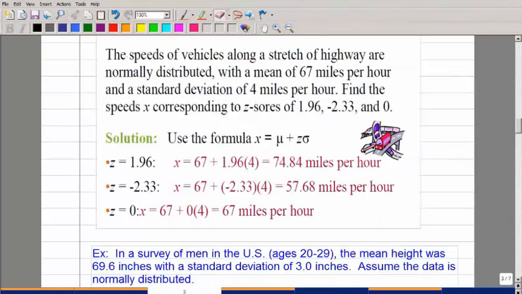Now here's an example I'll leave for you to look at. Here the z-scores are already given to you. In other words, most of the time we're going to be working with percentiles, but here it's just showing how to use the formula. We have a mean of 67, standard deviation of 4, and based on 3 scores of 1.96, negative 2.33, and 0, we'd plug those in for our respective z's and then come up with these values: 74.84, 57.68, and 67. But what we're most likely going to be doing here is taking a percentile, coming up with that z-score, and then using this formula as they did here. So we'll have one extra step in our problem.